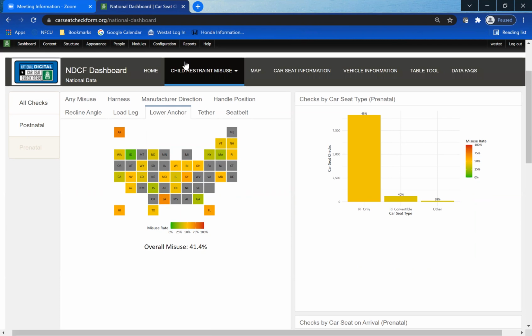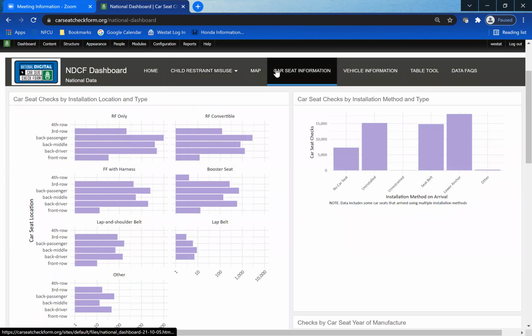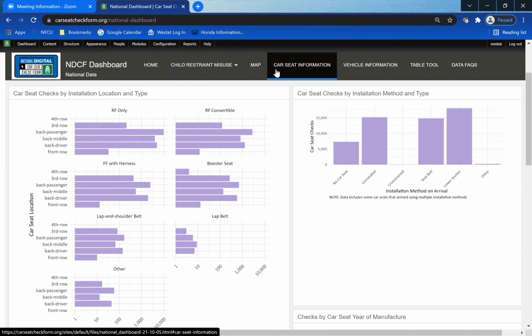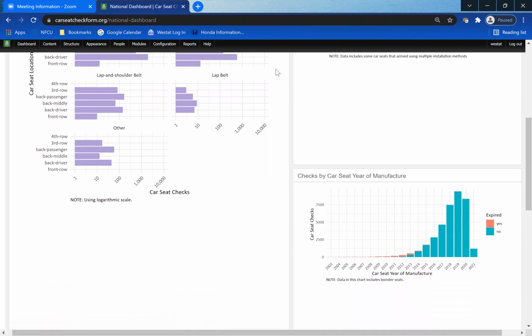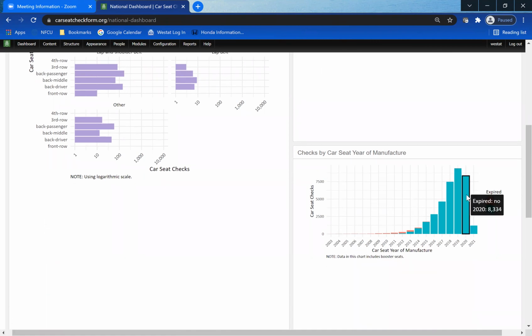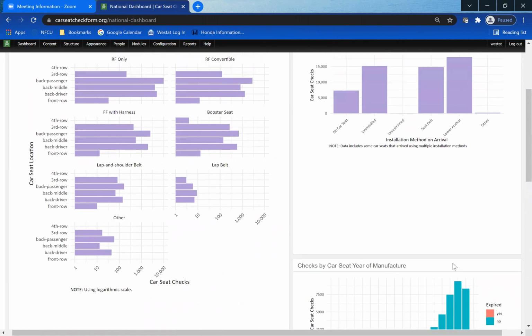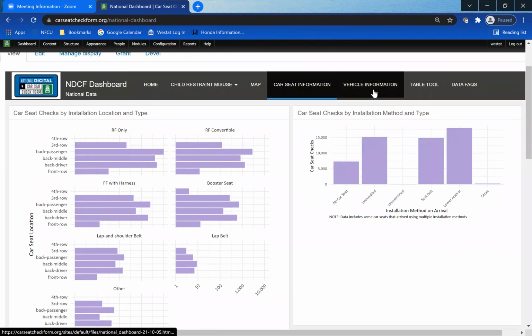The car seat information page contains 3 different charts related specifically to car seats. I'm highlighting the one chart that depicts the number of seats by the year that the car seat was manufactured. By looking at this chart quickly, we can conclude that very few car seats are expired, with most of them being manufactured in 2019.